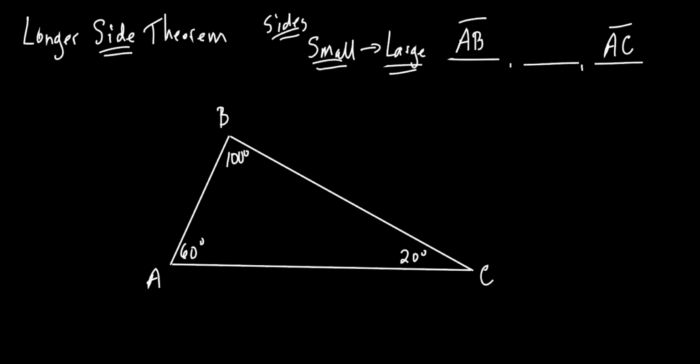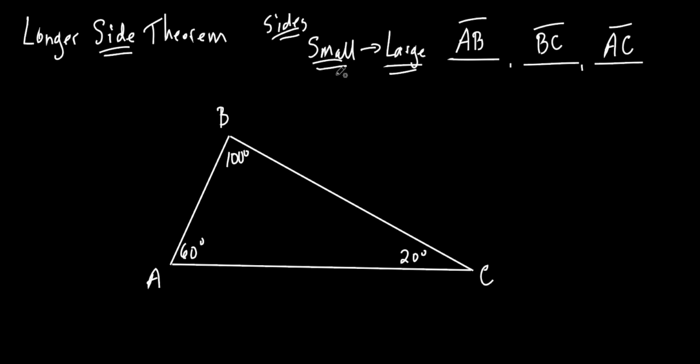Which one would go in the middle? Yeah, BC. Notice I asked for a line, I asked for the side, all right? Sides are line segments, so you put the line segment symbol over top of it. Super easy, isn't it? Yeah, really easy.